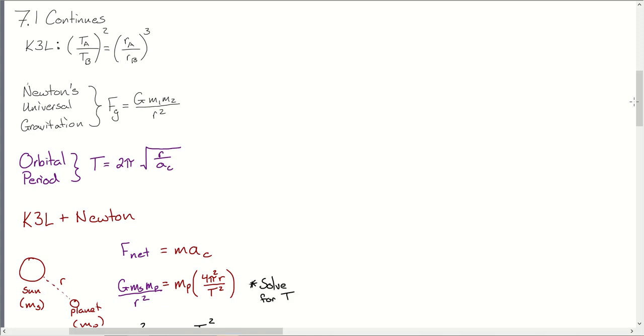So, quick review. I have up on the board Kepler's third law, which is a mathematical version to tell us, hey, how does the periodicity and the orbital radius of a planet relate to each other? And it's the square of the period as the cube of the radii.